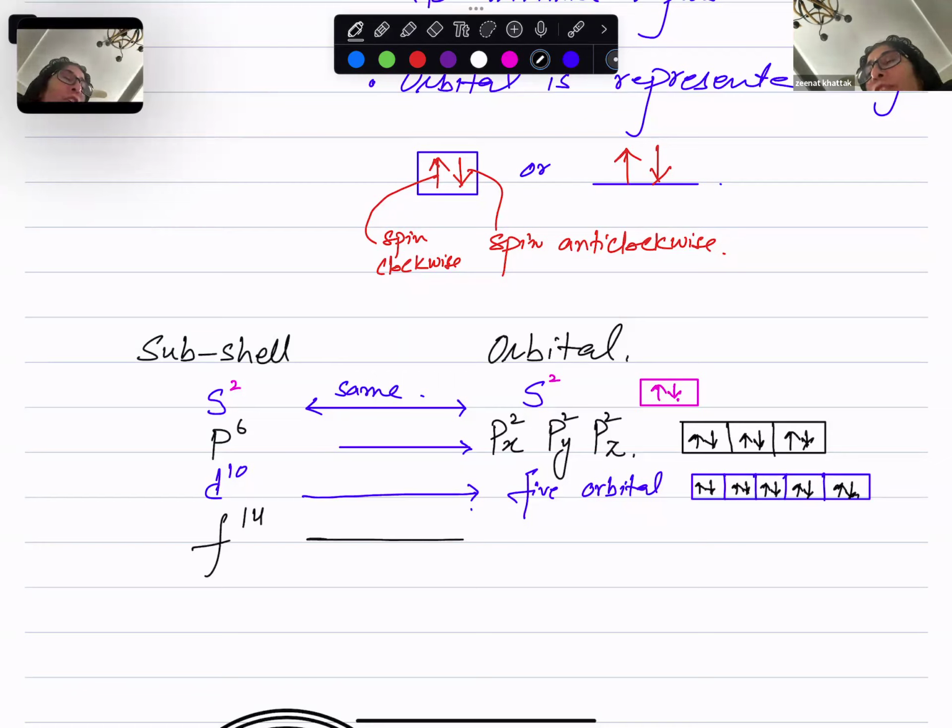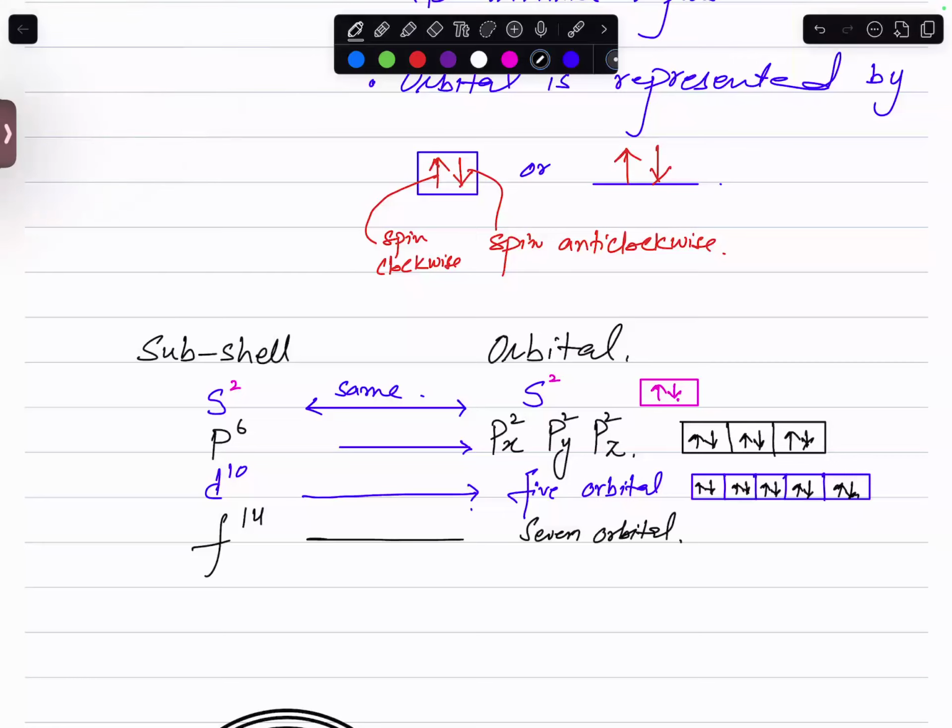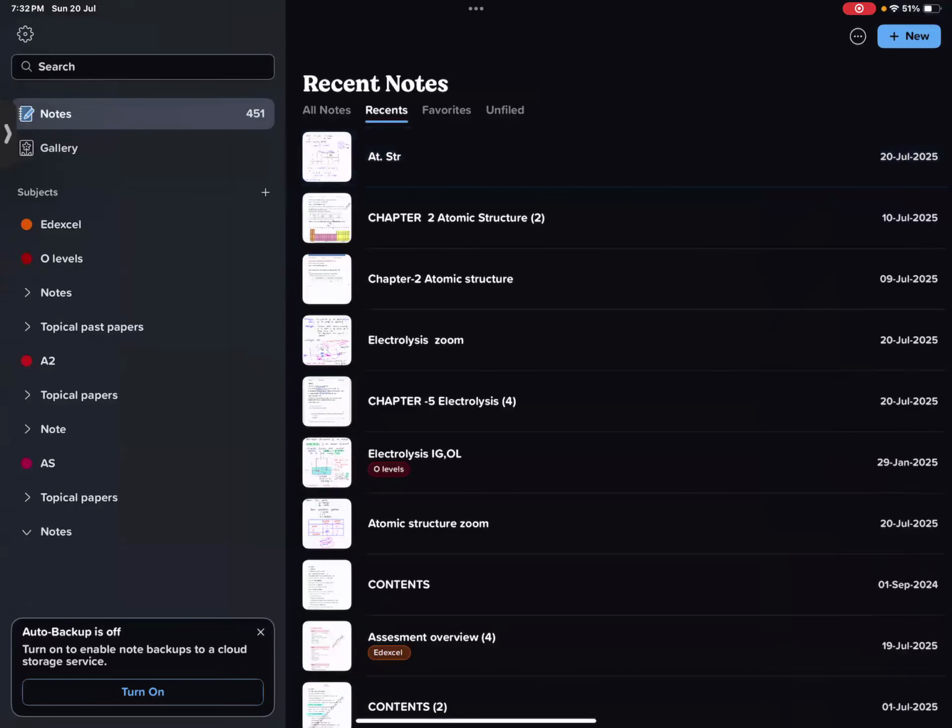And what about f14? These are 14. 2, 2, 2, so 7 twos are 14. So 7 orbitals.